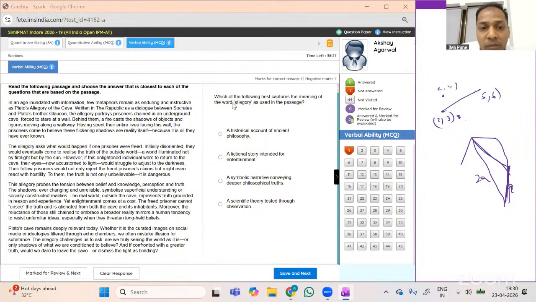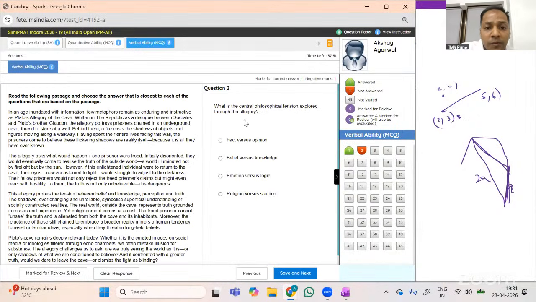Which of the following best captures the meaning of the word allegory used in the passage? A, history; B, fiction story intended for entertainment; C, a symbolic narrative conveying deeper philosophical truths; D, a scientific theory tested through observation. So basically, allegory here is, entertainment or historical is not the answer. The answer should be C or D. The answer is option C. It is a symbolic narrative conveying deeper philosophical truth here.